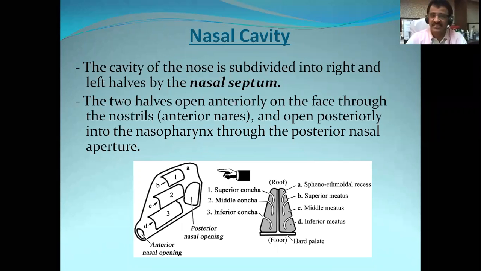You can see in this picture the anterior nasal opening, okay, and the posterior nasal opening. The rest of the parts we will understand in the next slide.